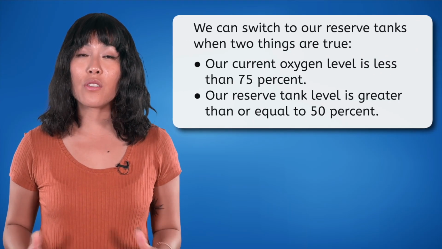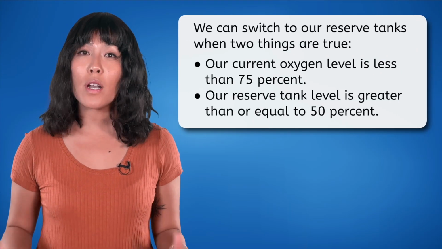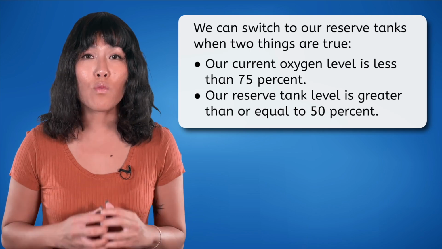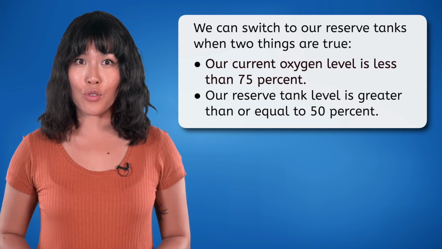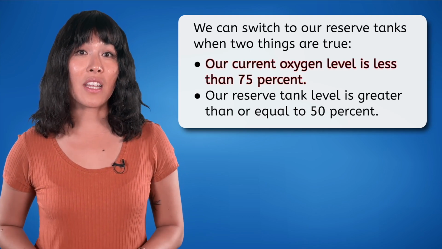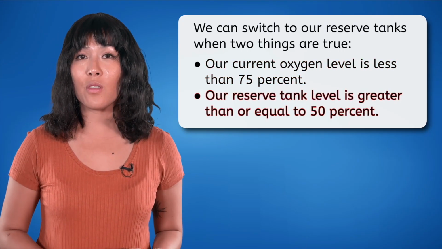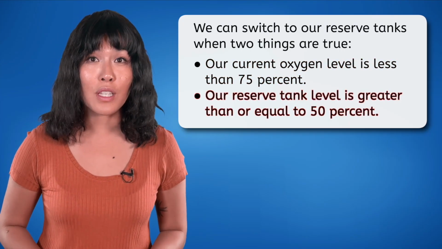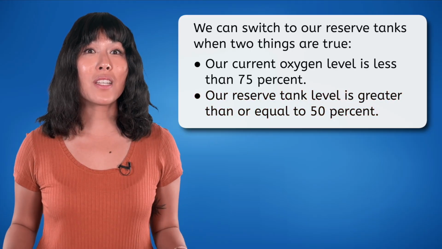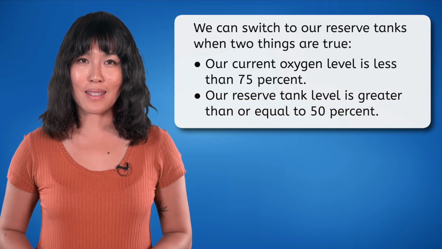Let's use that structure to solve another problem. We want to program our spacesuits to switch to our reserve tanks if two things are true. Our current oxygen level is less than 75%, and our reserve tank level is greater than or equal to 50%. Here is the code to do that with nested if statements.